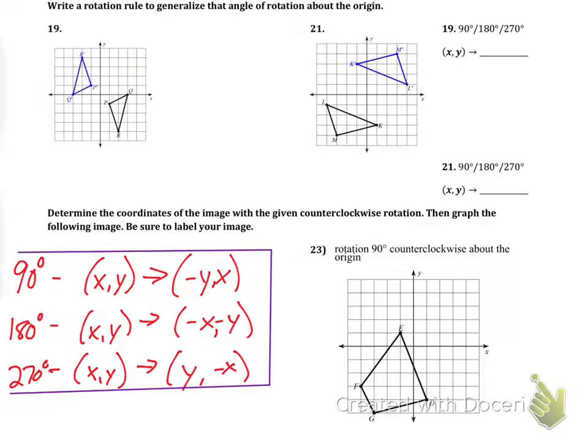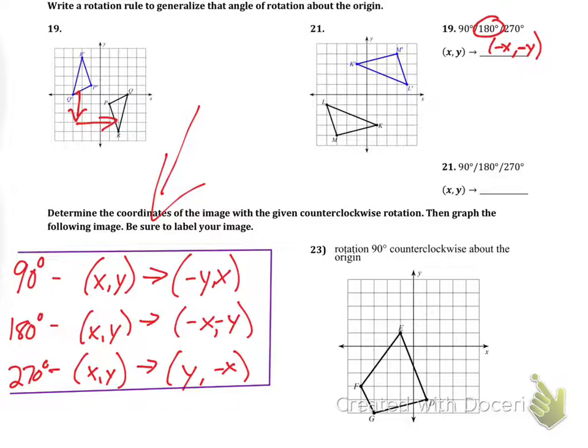All right, number 19, write a rotation rule to generalize the angle of rotation about the origin. So all we're doing is finding out what we have to do between the rotation. Let's see here, number 19, it looks like it flips once, and then it flips twice. So if it flips twice, it's 180. And then if I go down here to my rules, all you'd have to put is (-x, -y).